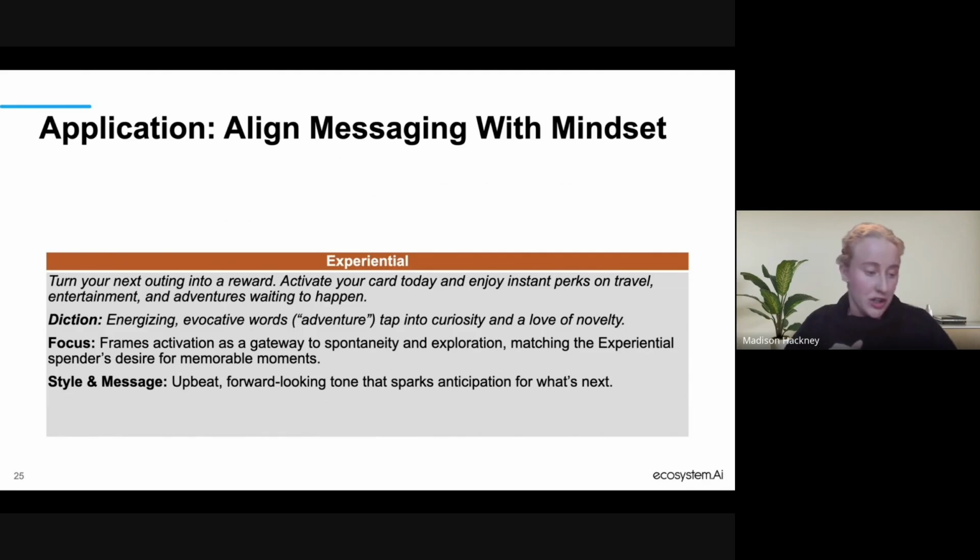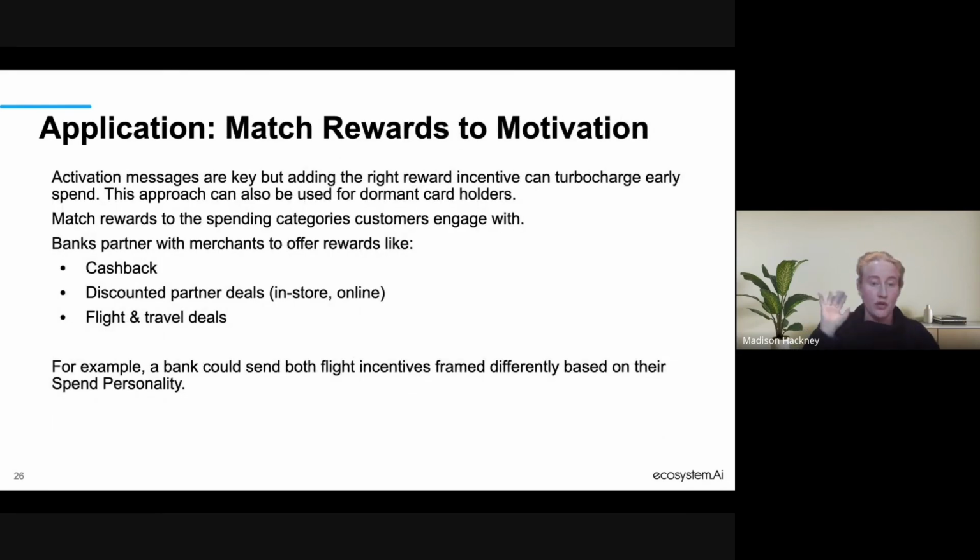Now, if we add an additional layer and move into matching rewards to motivation, because a message is great. A message wrapped in a way that resonates with customers is important. But another way that we can prompt action is adding an incentive to that message. This approach can also be used for dormant cardholders. Spend personality can solve this challenge as well. Dormant cardholders are familiar with the process of activating a card, or they've already activated their card, they know how to use it. It's now just encouraging that fresh engagement and action and that sense of novelty, and reward is a great way to do this.